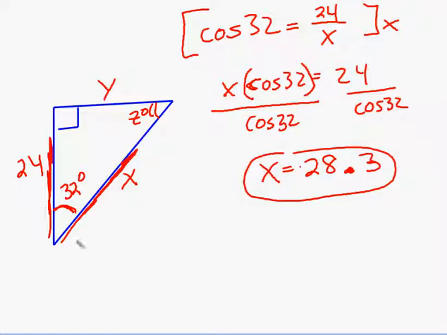What about y? So if I look at y, use a different color here. Y is going to be what? Tangent. Well, it's opposite of the 32, right? And I'm not going to use this x because I calculated it. If I use it, I'll be getting a rounding error. So in trigonometry, that'll make a big difference.